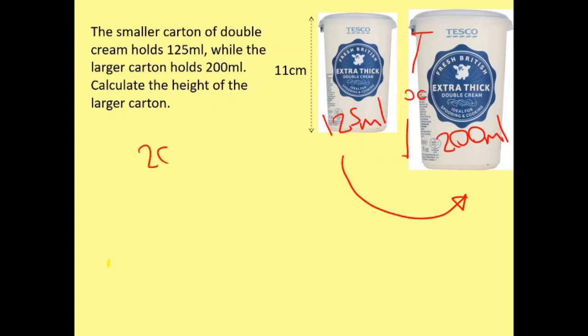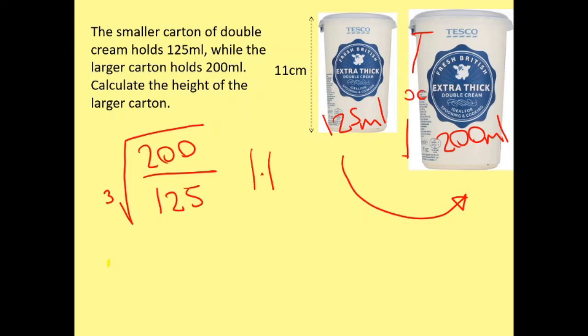Okay, so I'm going to have to do 200 divided by 125. But you've got to think that is volume. So I'm actually going to cube root all of this to give me a scale factor. So I'm going to do 200 divided by 125, and when I cube root all, I get 1.169. So that's going to be my scale factor from the smallest to the largest.